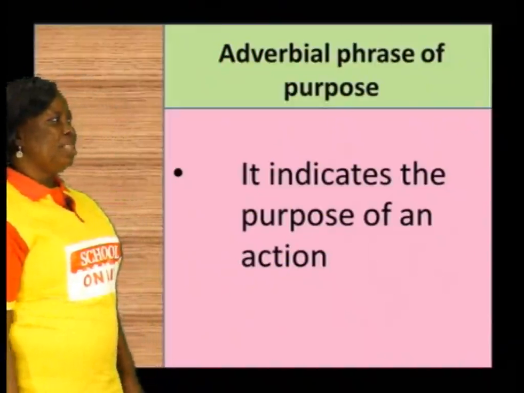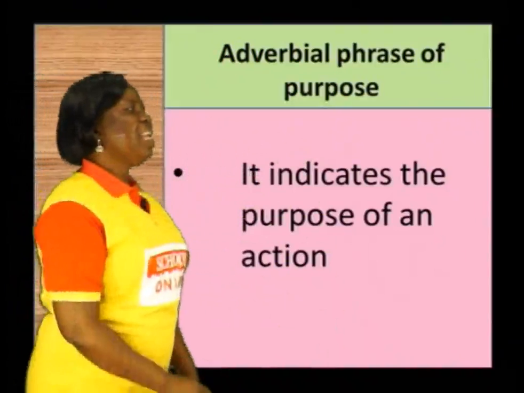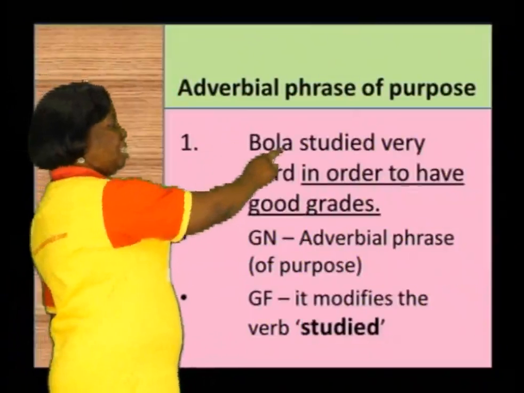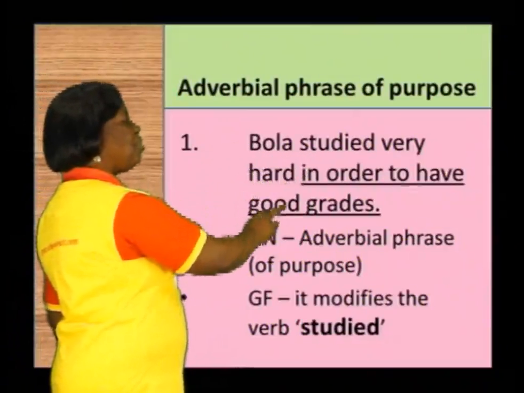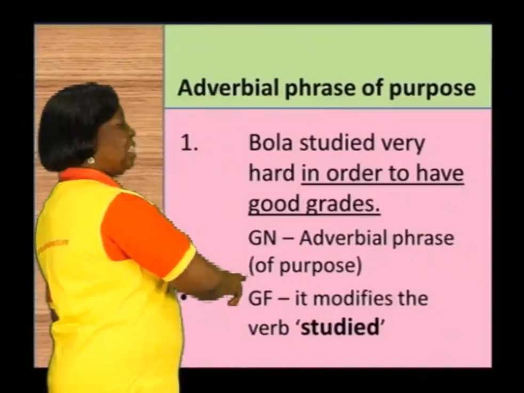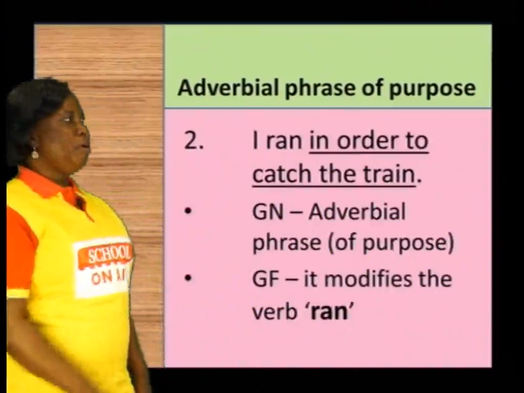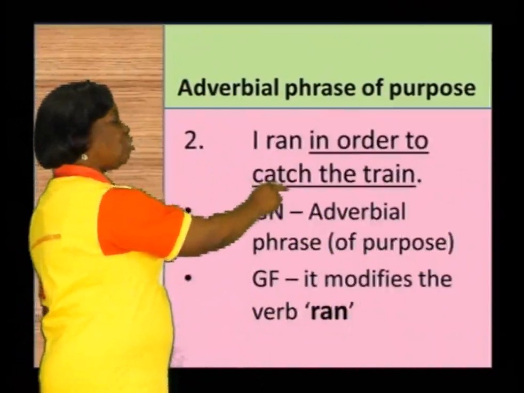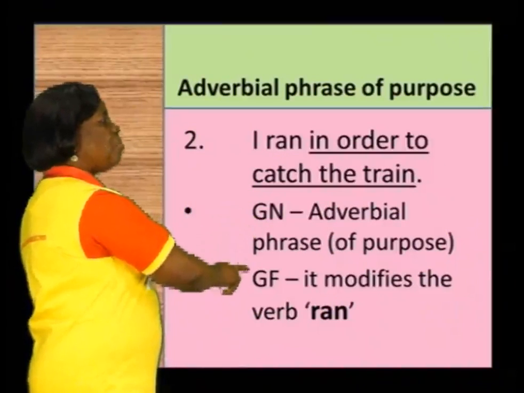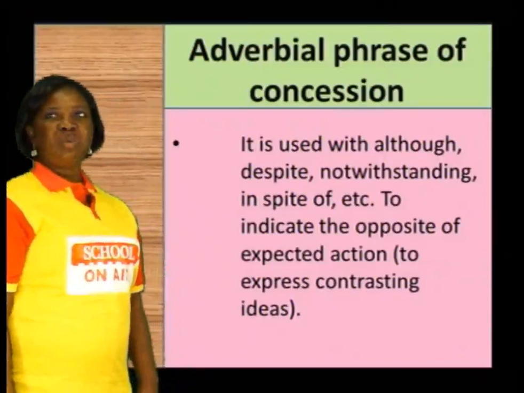Then the next one, another type now, is adverbial phrase of purpose. This one indicates the purpose of an action. For example, Bola studied very hard in order to have good grades. So the GN is adverbial phrase. The GF is it modifies the verb studied. Another example, I ran in order to catch the train. In order to catch the train is an adverbial phrase, and the function is it modifies the verb ran.